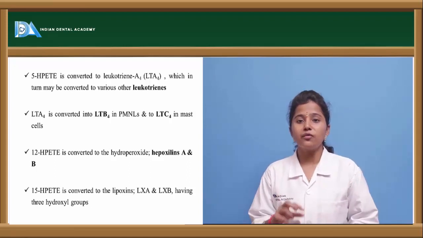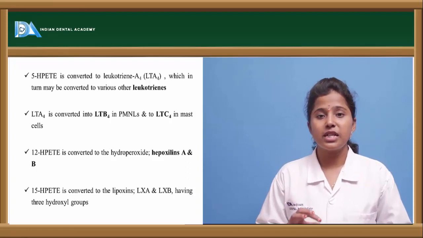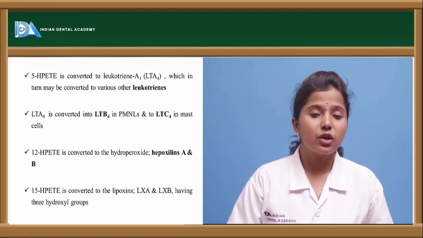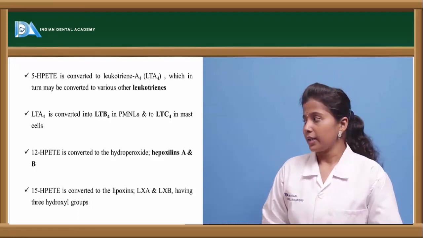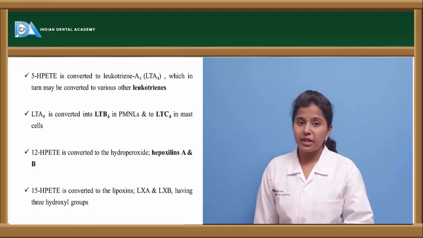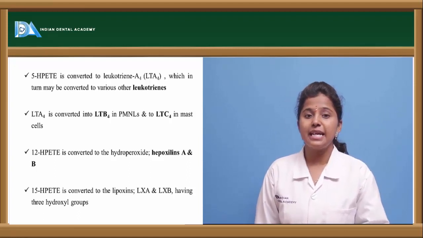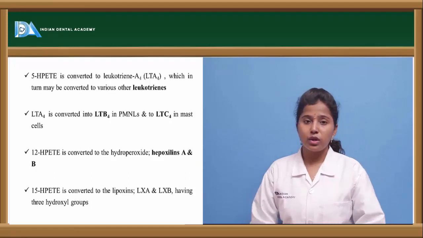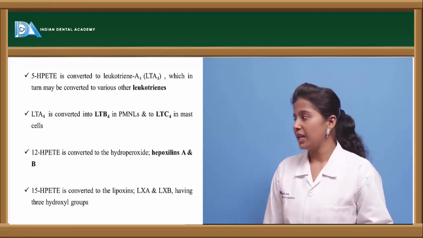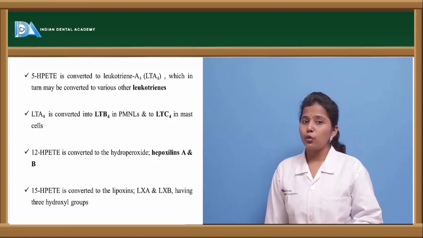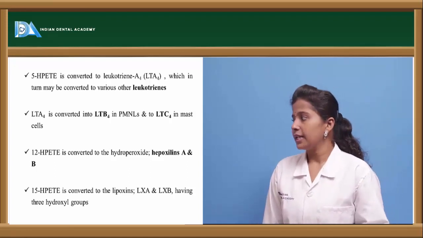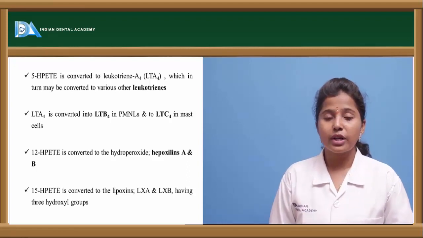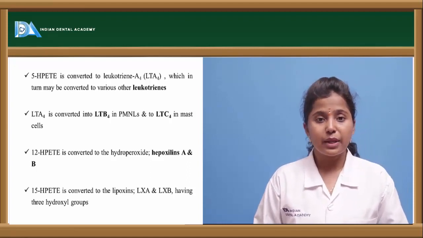The number of this HPETE is given based on the group which is present on the carbon atom of the ring. This 5 HPETE is converted to LTA4, that is leukotriene A4, which is further converted to LTB4 as well as LTC4, and from 12 HPETE the lipoxins A and lipoxins B are formed. These are also a type of lipoxygenase product synthesized by the LOX pathway.